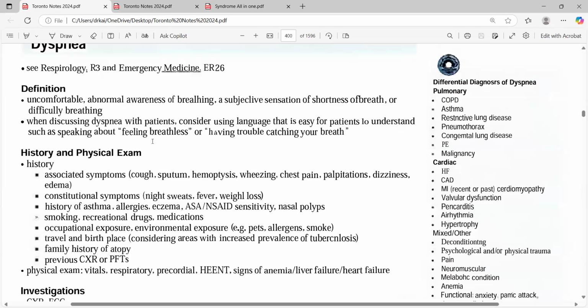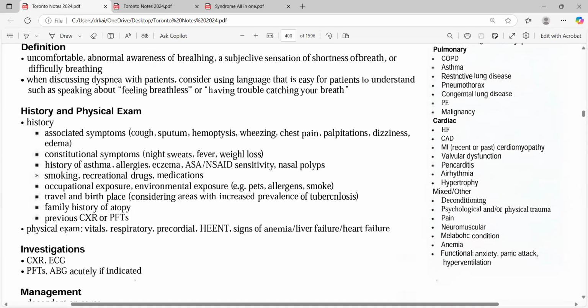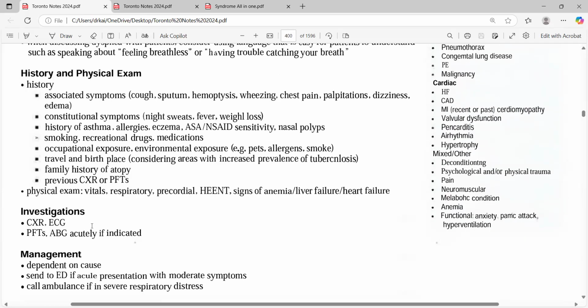Then we are talking about the dyspnea, where the breathing is the problem. So usually it's either asthma or COPD, then along with that pneumothorax, congenital lung disease or malignancy, anything could be there. So you have to see along with that one, previous chest X-rays, PFTs, all of that one.